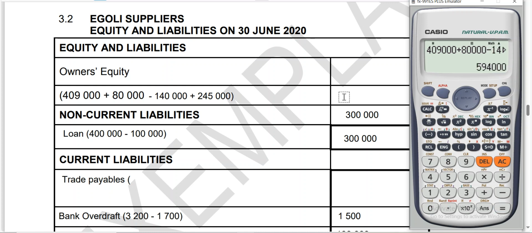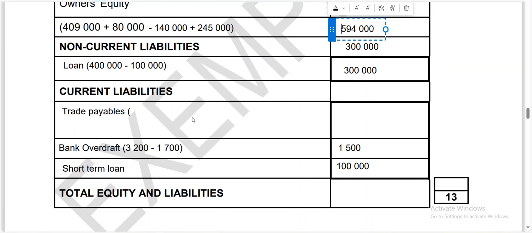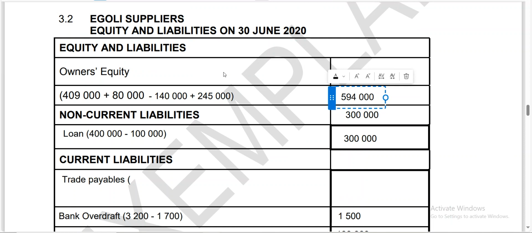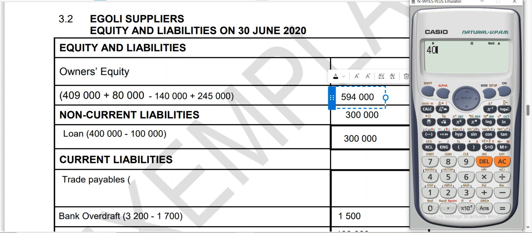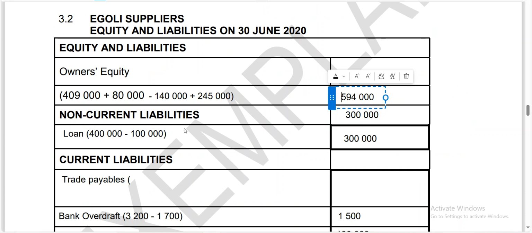594,000. So our answer here for equity will be 594,000. So please be careful about such things. Okay, so it will be 594,000, and then from here, we need to go and close off our, let me just confirm if we got the accurate figure. Minus 140,000, and then also plus 245,000. Okay, so now let's get the total of our trade and other payables so that we can also bring it here.